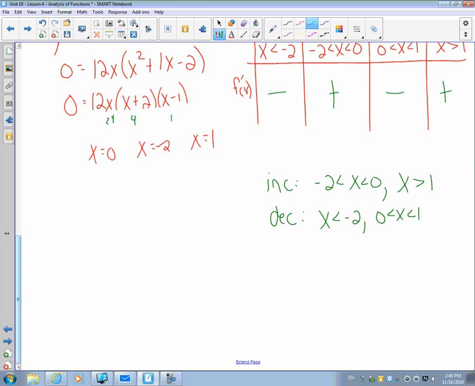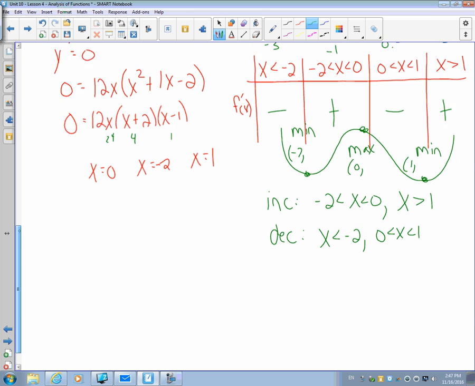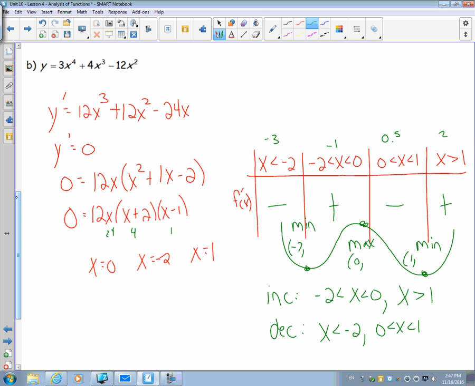If we draw our picture, it goes down then up then down, down then up. So we know what kind of values we have at these points. We've got a min at -2 and something, a max at 0 and something, and a min at 1 and something. To get the somethings, go back to your equation. Now, I'm going to start with the easy one. Let's start with the 0 point. If I put 0 in for all my x's, I end up with 0. So that's a nice one, 0, 0.